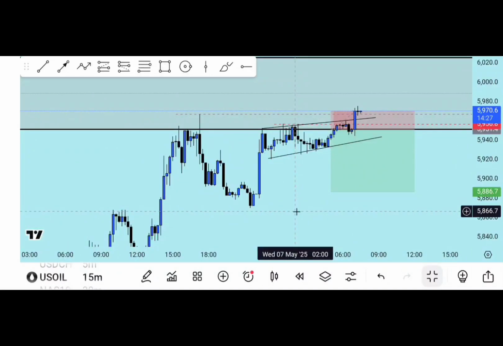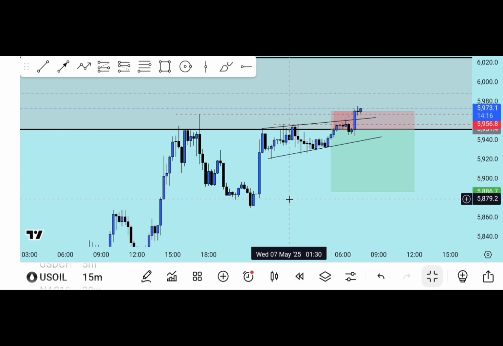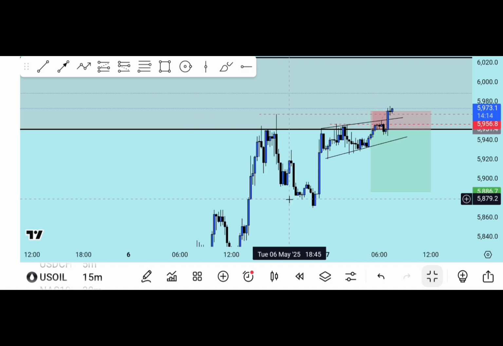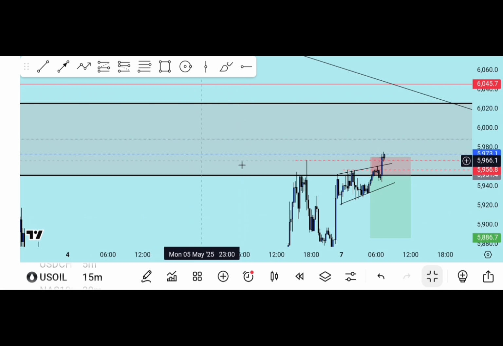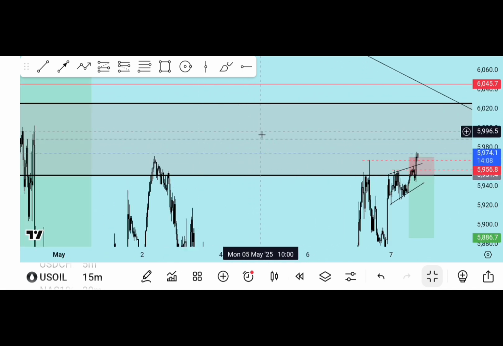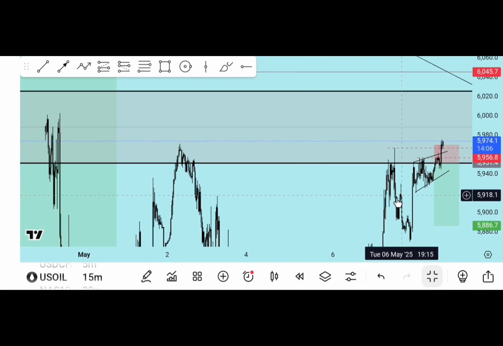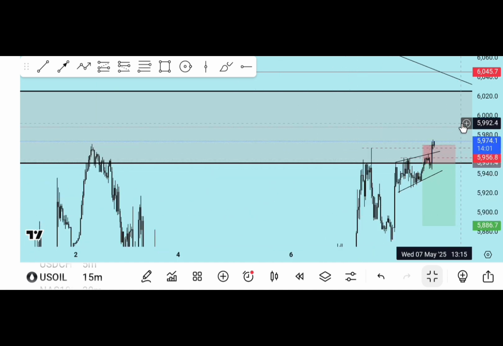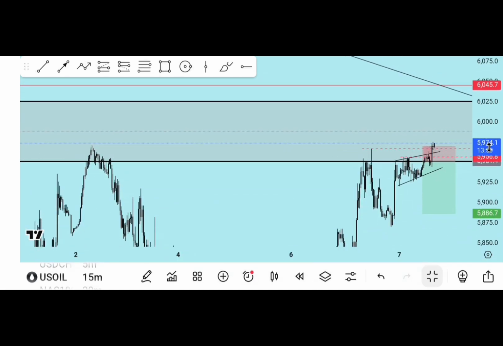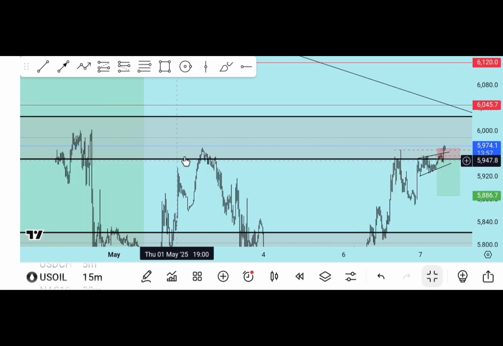So I took a trade on this particular pair, US oil. So why did I get into this trade? I got into this trade because I had a zone around this region, and I was beginning to see rejection around this area on my 15 minutes time frame. So on the 15 minutes time frame, I was seeing rejection around this zone.